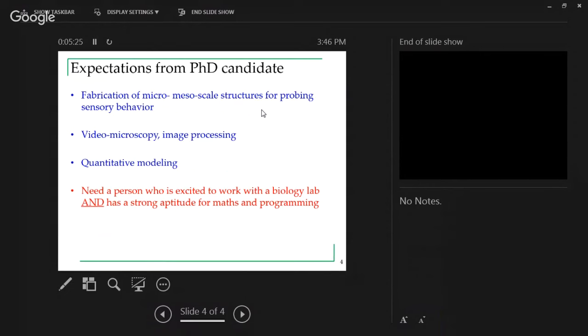So we'll be tracking the bacterial path. We'll be looking at the statistics of motion and so on. And as I already told you, there will be a reasonable amount of quantitative modeling. So we'll be actually making some mathematical models and studying their behavior in MATLAB or a similar software environment.